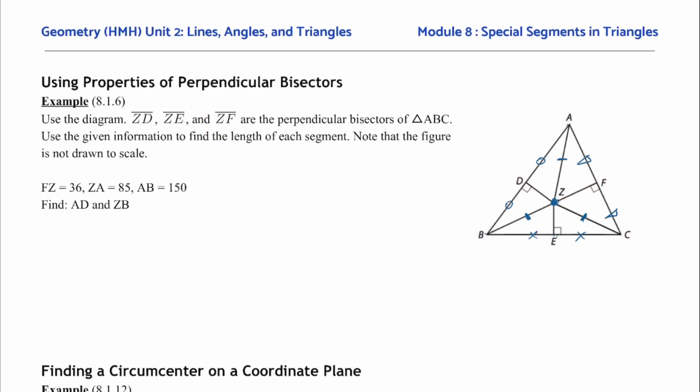So what's FZ? FZ is 36. Okay. And ZA is 85. This is 85.